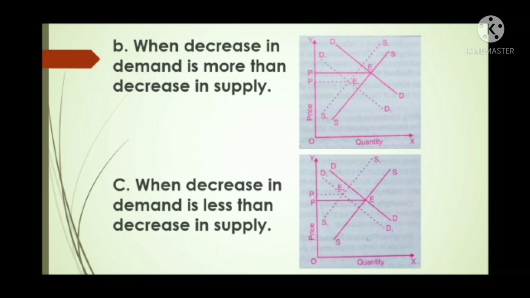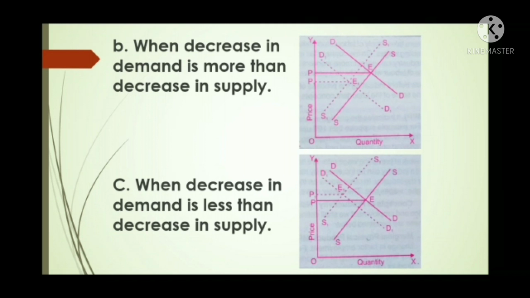When decrease in demand is more than decrease in supply, the equilibrium price and equilibrium quantity both fall. So in this diagram, as a result of shift in demand curve from DD to D1, supply curve shifts from SS to S1. Here, decrease in demand is more than decrease in supply. As a result, equilibrium price falls from OP to OP1 and the equilibrium quantity falls from PE to P1E1.